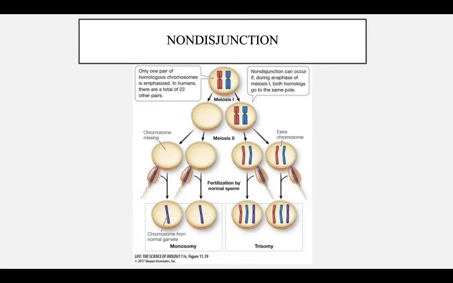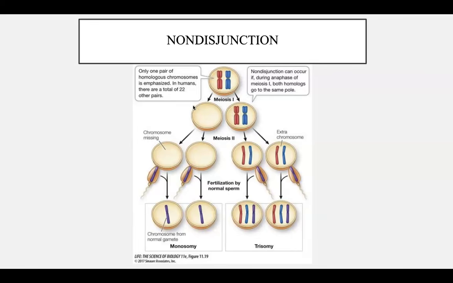So you can have a monosomy, which is one less chromosome than expected, or a trisomy, which is one more chromosome than expected. So as you see here, during meiosis one, it splits apart. However, non-disjunction occurred.